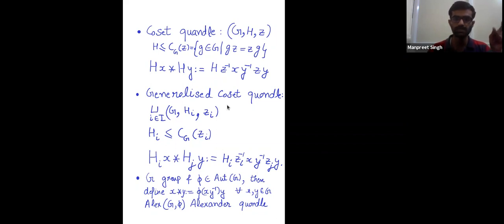Similarly, one can extend this example to a disjoint union of cosets in the same way. Similarly, if we have a group and we take some automorphism phi of the group, then we define the operation x star y as phi(x y inverse) y, and these quandles are known as Alexander quandles.